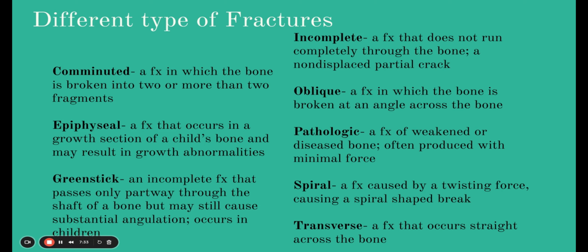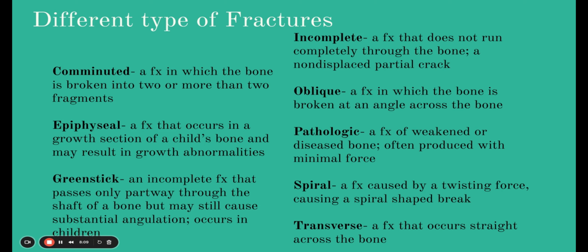Then we have greenstick fractures, which are incomplete fractures that pass only partway through the shaft of a bone, but they can still cause substantial angulation, and they normally occur in children. Then we have an incomplete fracture that also does not run completely through a bone. It's a non-displaced partial crack, so there may not be substantial deformity or anything like that, but it would still be broken.